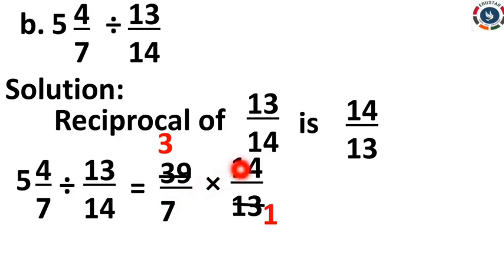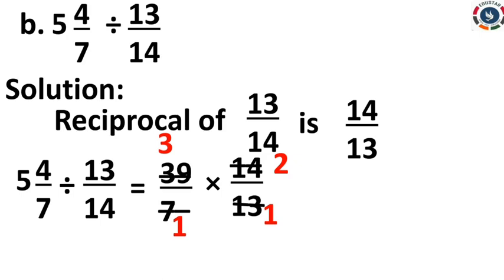Then 7 and 14, these two values come in the 7 table, so both values can be divided by 7. Which number do we divide those values by? 7. In 14, how many times 7 is there? 2 times, since 2 sevens are 14. So write 2 at the top. And how many times 7 is there in 7? Only 1 time. So cancel 7, write 1 down. Now all are prime numbers, we can't divide any other values.